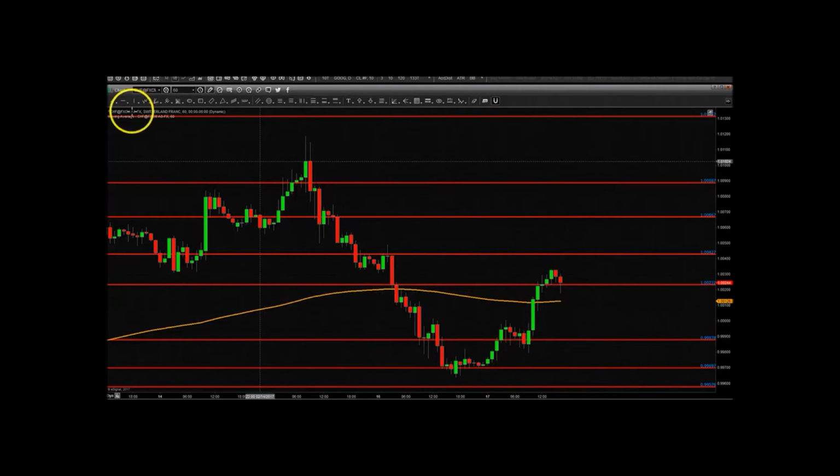So again, when we get close to these red lines, that's where we're looking to get paid. And have very good risk management at those lines.